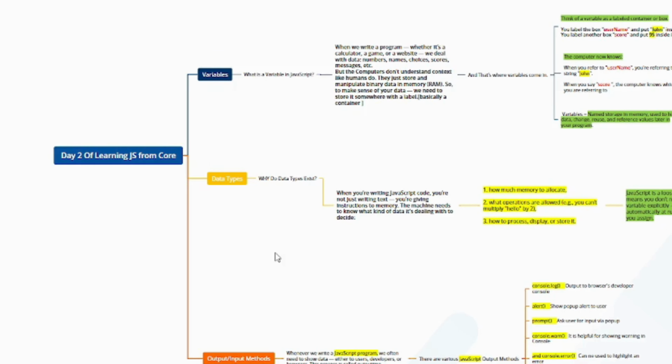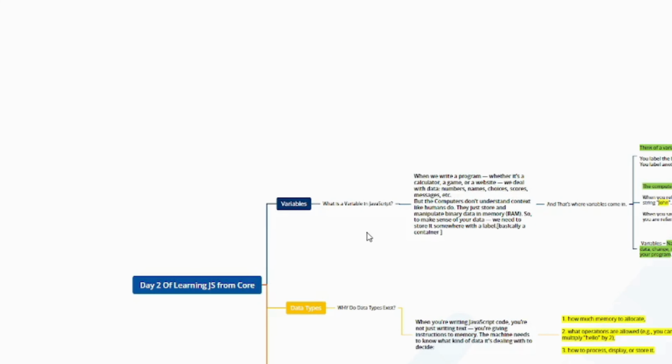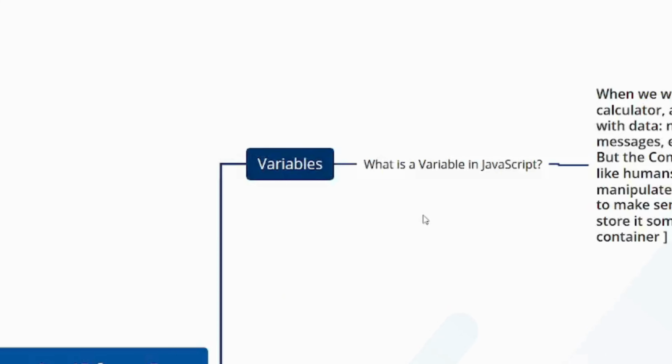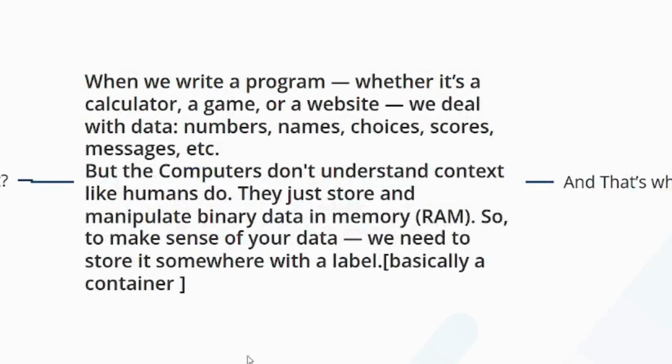Hello everyone. So it is day 2 of learning JavaScript from scratch. In our previous video, we learned about what JavaScript is and why it is useful. And today in day 2, we'll be learning about what a variable is, data types, and output and input methods. So let's get started. So what is a variable in JavaScript?